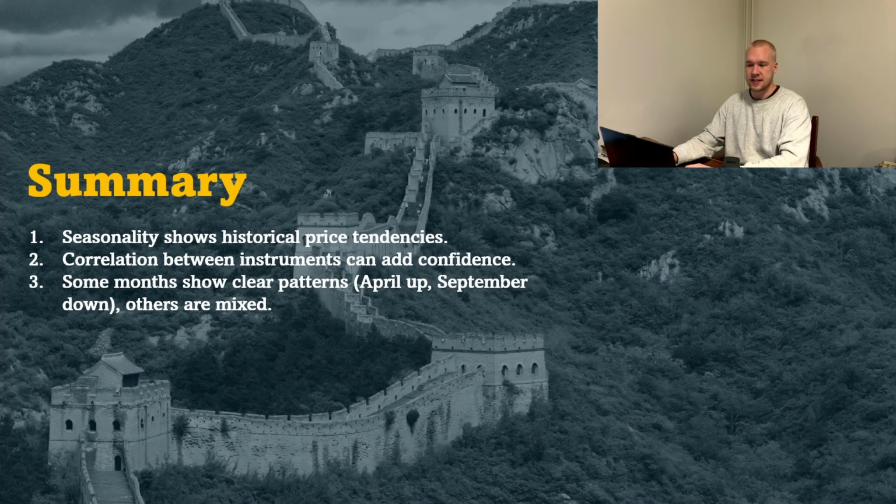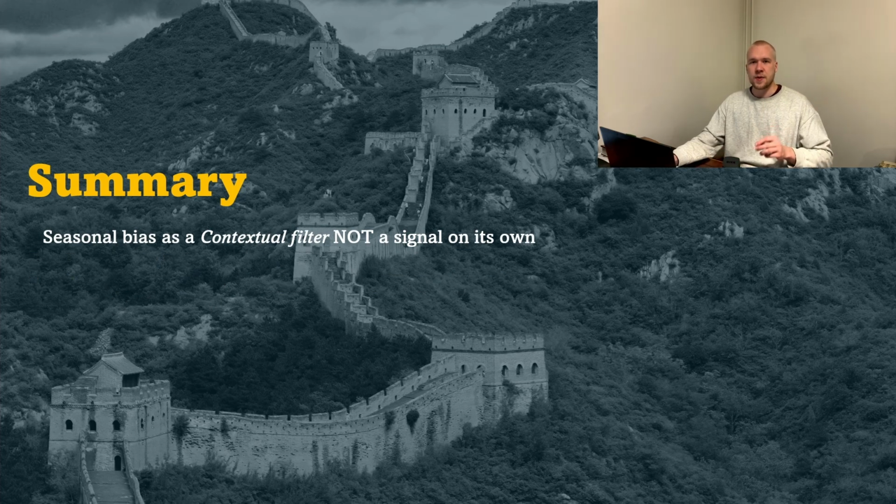Now to summarize, seasonality shows historical price tendencies. Correlations between different markets can add to your own trading confidence, and some months such as September and April show very clear tendency, and others are closer to 60-40 or 50-50, as you saw from the data set yourself. Now remember, seasonal bias is not a signal on its own, so using that will not make you profitable. It is simply a contextual filter. Very important to remember that.